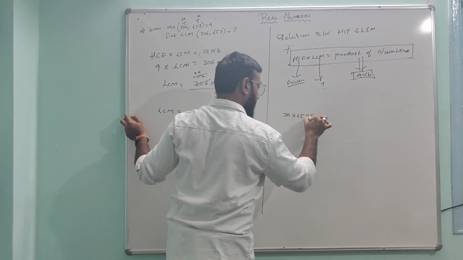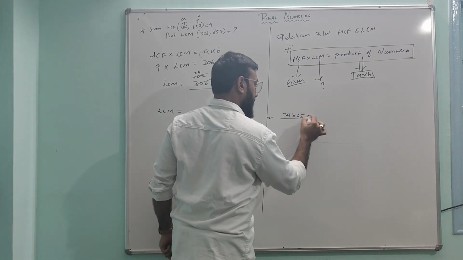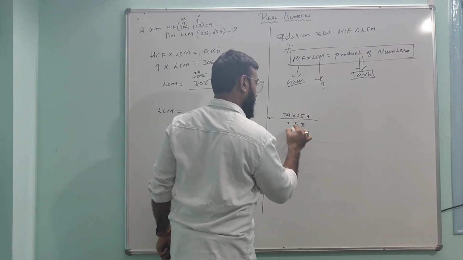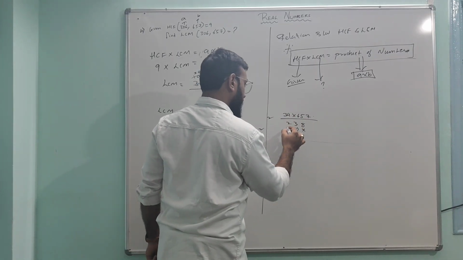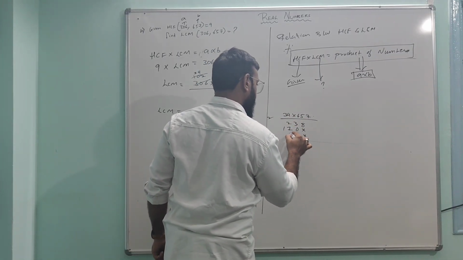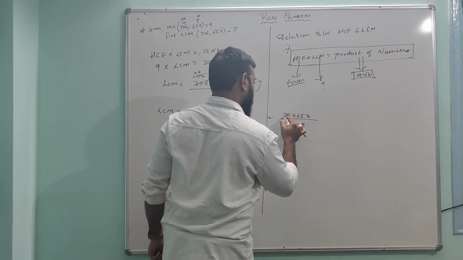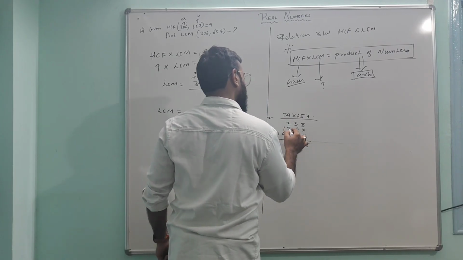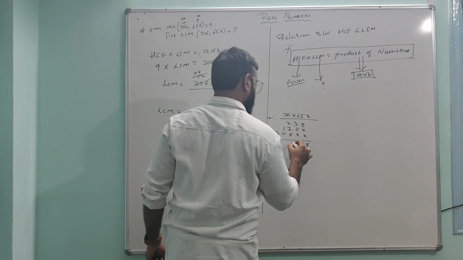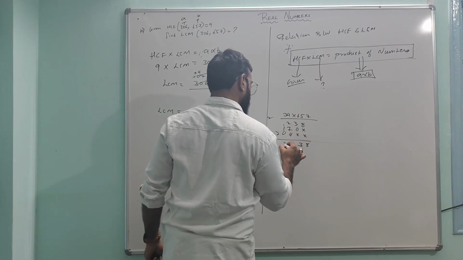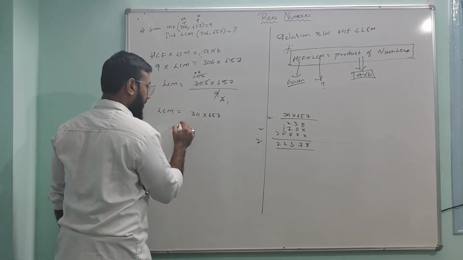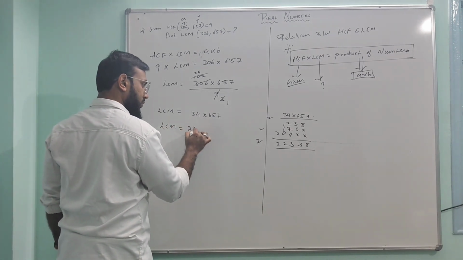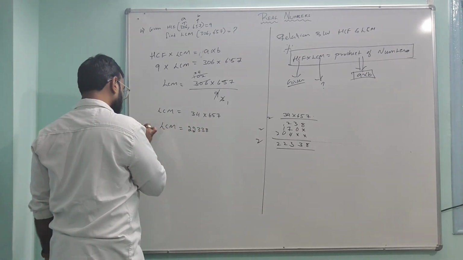Let's quickly calculate 34 into 657. 7 fours are 28, 2 carry, 7 threes are 21, 22, 23. Into 5 fours are 20, 2 carry, 5 threes are 15, 17. Into 6 fours are 24, 2 carry, 6 threes are 18, 19, 20. 8, 3, 7 plus 4 is 11, 12, 13, 1 carry, 1 plus 1 is 2. So 2, 2, 3, 3, 8. Therefore the LCM is 22338.